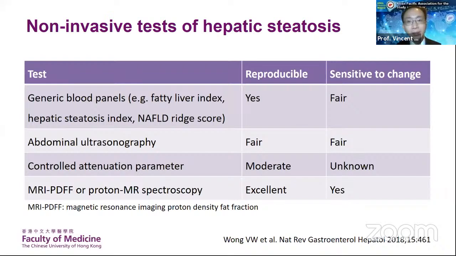In non-invasive test studies, investigators usually focus on diagnostic accuracy. However, we should also pay attention to their reproducibility as well as responsiveness, that is, whether the test can reflect changes in hepatic steatosis over time.